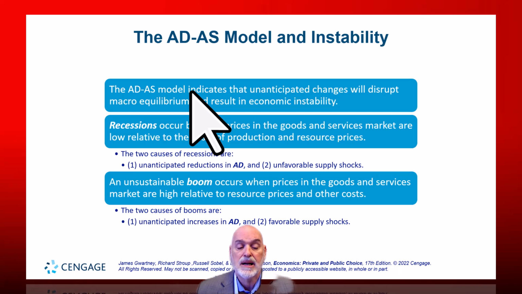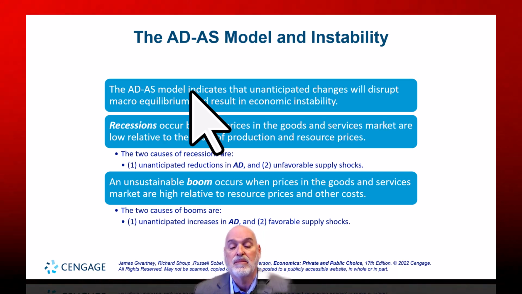An unsustainable boom occurs when prices in the goods and services market are high relative to resource prices and other costs. The two causes of booms are, number one, unanticipated increases in aggregate demand, and number two, favorable supply shocks.